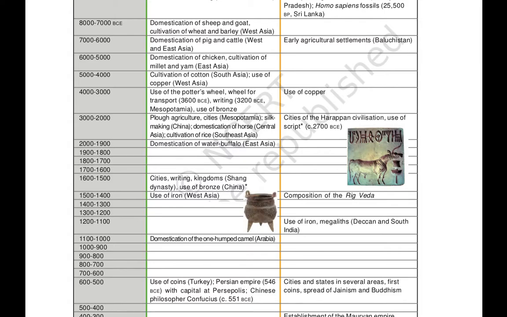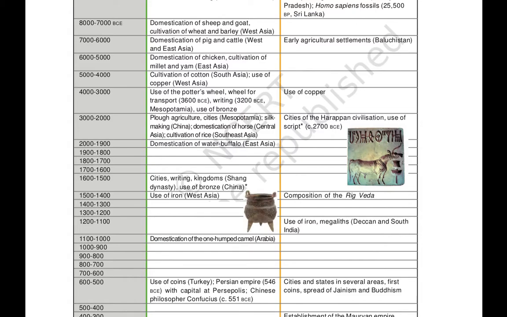Then 7,000 to 6,000 BCE, domestication of pig and cattle in West and East Asia. In South Asia, early agricultural settlements, mainly in Baluchistan. In the 6,000 to 5,000 timeline, domestication of chicken, cultivation of millet and yam in East Asia. From 5,000 to 4,000 BCE, in Asia, cultivation of cotton, mainly in South Asia, use of copper, West Asia.